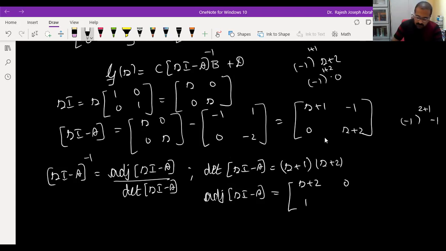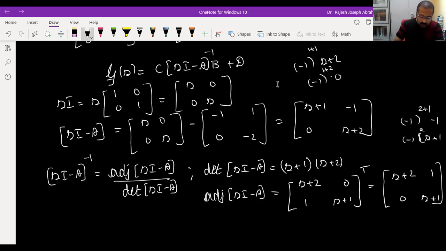Then minus 1 raised to second row and second column. Minus 1 raised to 2 into what? Into, you delete this row and this column, into S plus 1. So that means S plus 1. Transpose. Okay, so that will be nothing but S plus 2, 0, 1, S plus 1.